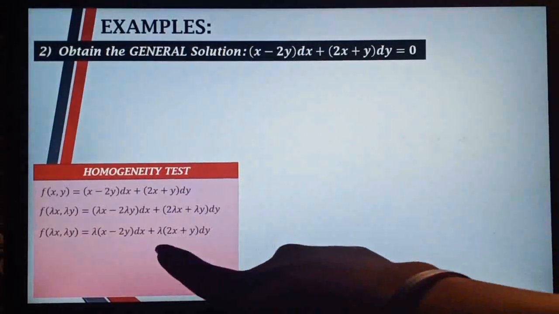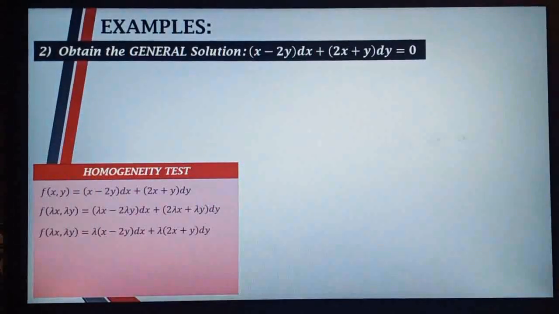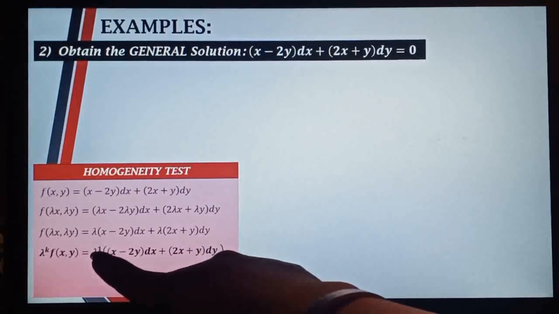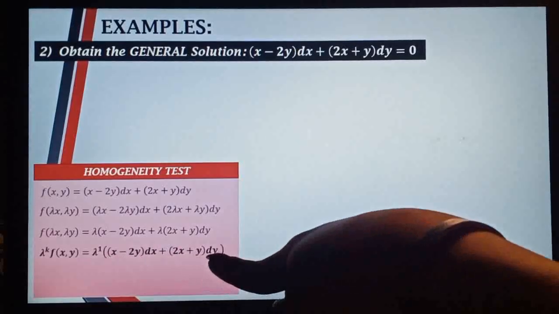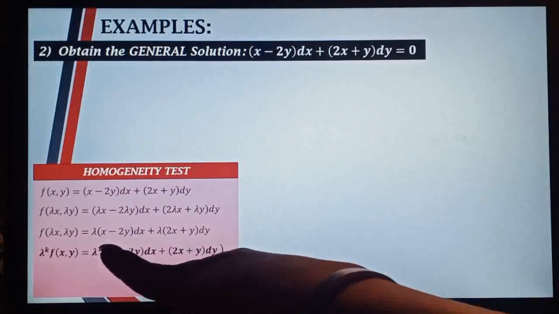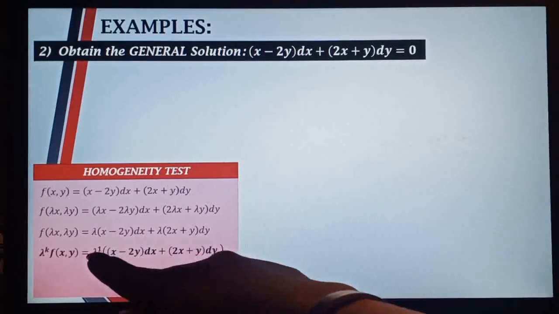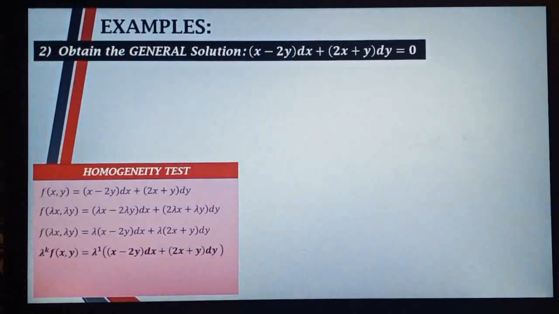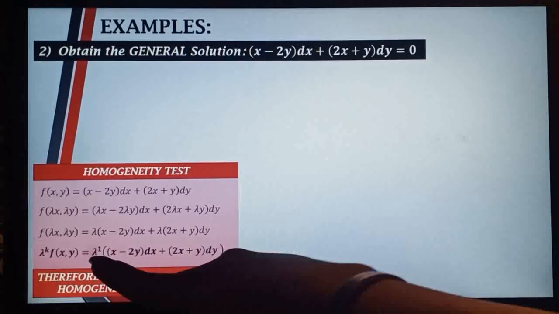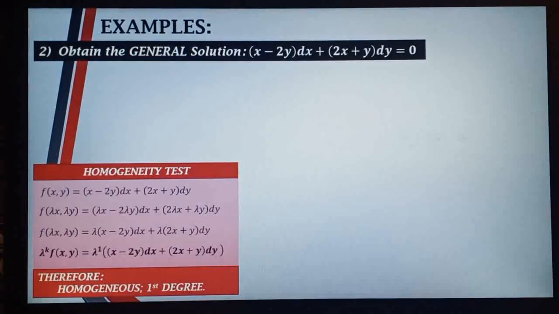Then, both having lambda, factoring out again. So, that will be lambda raised to 1 multiplied to the function of x and y, which is the original equation. So napalabas natin yung original equation multiplied to lambda raised to k. So this is what we called homogeneous and in first degree.